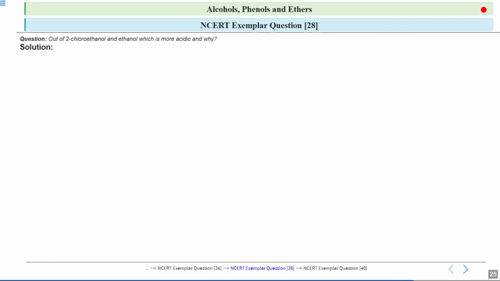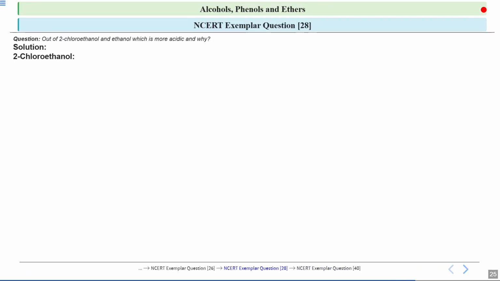Now let us see the correct option. If I ask on what basis you tell which is more acidic? A compound which can easily donate its H+ is more acidic. So we have to check, out of 2-chloroethanol and ethanol, which can easily donate its H+. Which will easily donate its proton will be more acidic.